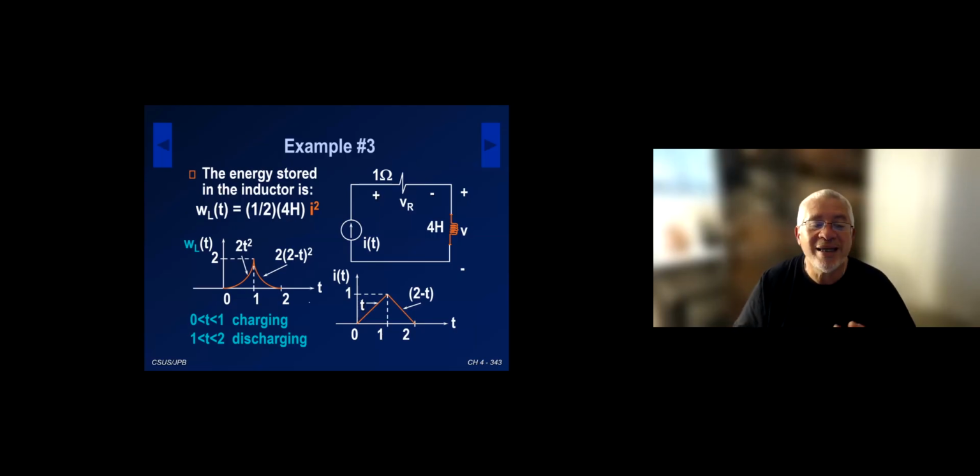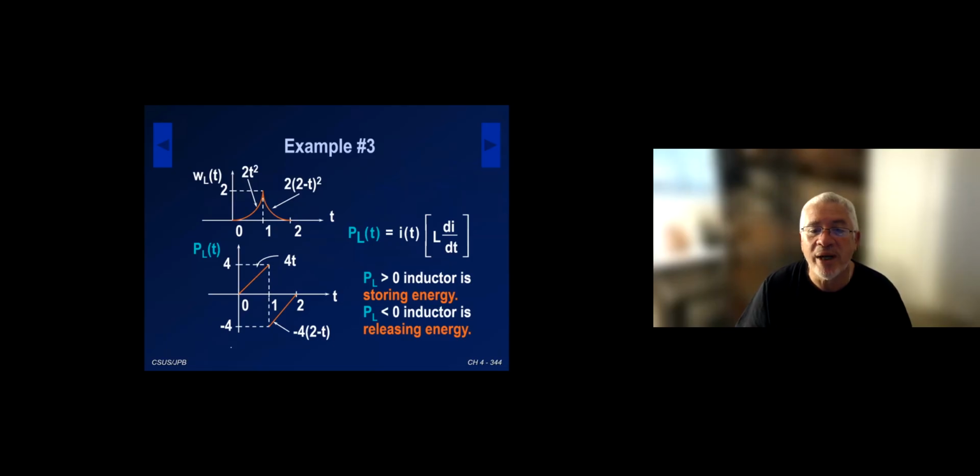Okay. So you can easily see in the energy how it is charging. It is charging between 0 and 1 second. It goes from 0 joules to 2. And then between 1 and 2, it actually discharges. So it's a good illustration. Again, you're not going to be solving problems like this, but I think it's a good illustration of how the inductor stores and releases energy in a particular circuit.